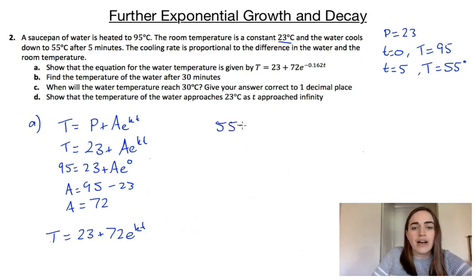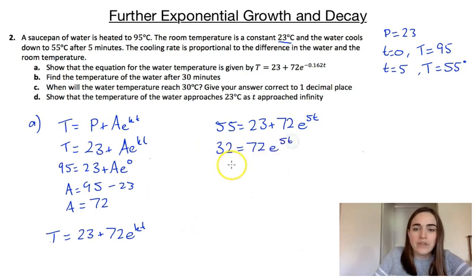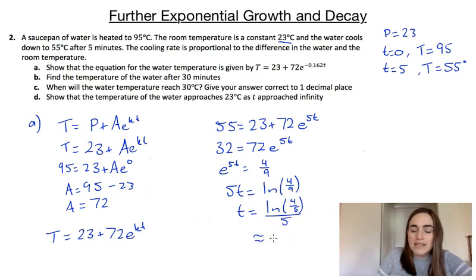So we're going to have 55 is equal to 23 plus 72 e to the 5k. Now if we minus 23 from there, we're going to have 32 equals 72 e to the 5k. Then 32 divided by 72 gives us 4 over 9. So we'd have e to the 5k is equal to 4 over 9. Take the natural log of both sides, so we'll have 5k is equal to the natural log of 4 over 9, and then divide both sides by 5. If we approximate that, it's going to give us minus 0.162186 and so on, which gives us this number in here.